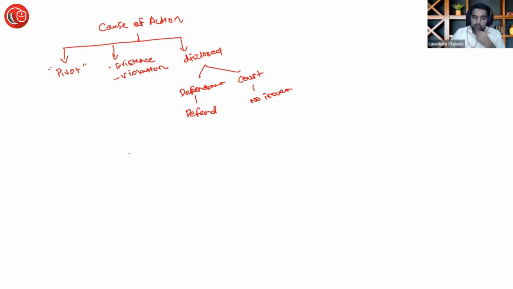Moreover, we also understood that if you are not disclosing cause of action, then your plaint will be rejected. The plaint will be rejected under Order 7, Rule 11A if you are not disclosing cause of action. This was the second thing that we went on to understand.